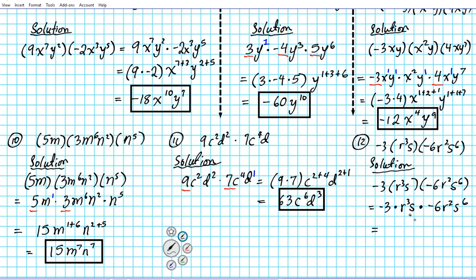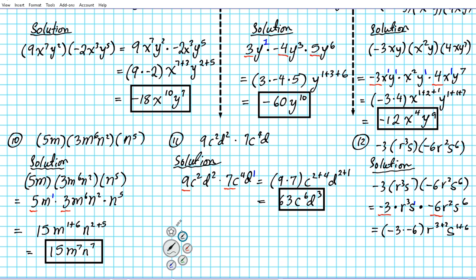Multiply the coefficients first. Coefficients here are negative 3 and negative 6. So those two will be multiplied with each other. So negative 3 times negative 6. And then we have r. We add the powers of the same base being multiplied. So r to the 3 plus 2. And then s to the first; s has the invisible power of 1. So s to the 1 plus 6.